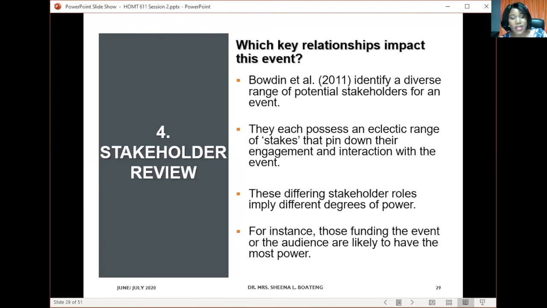2011 identifies that there are so many potential stakeholders that you can have for a particular event. And each of the stakeholders, by the time you finish identifying them, possess an eclectic range of stakes that pin down their engagement and interaction with the event. So anybody who comes in support of an event or partners you to bring up an event or helps you in the creative process of designing an event has some level of expectation that they expect to get from the event.